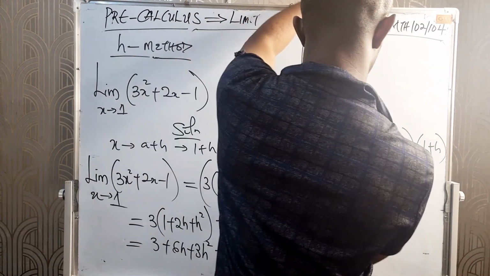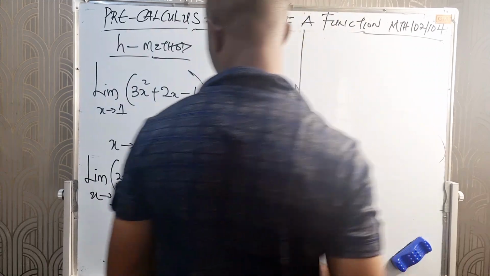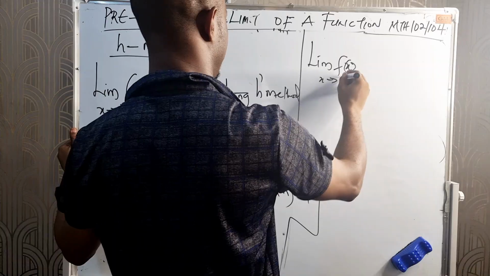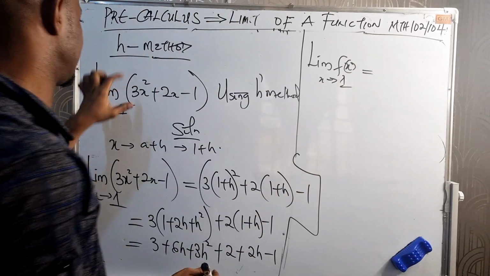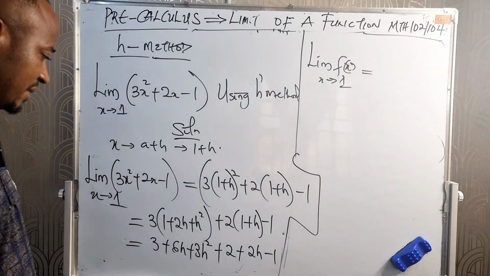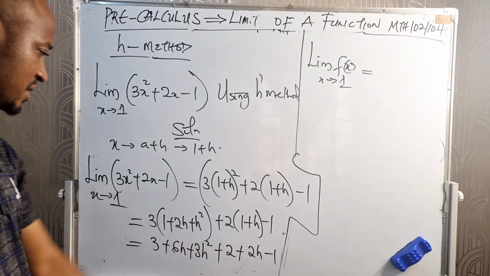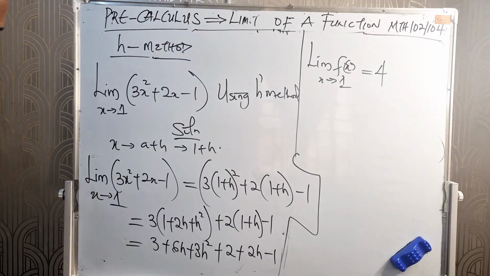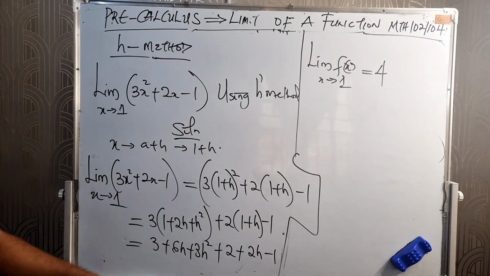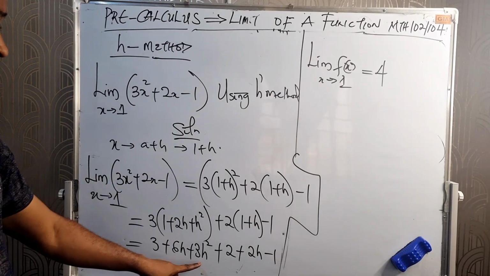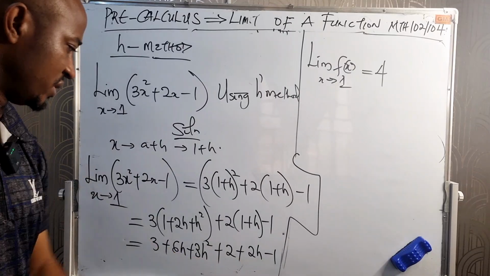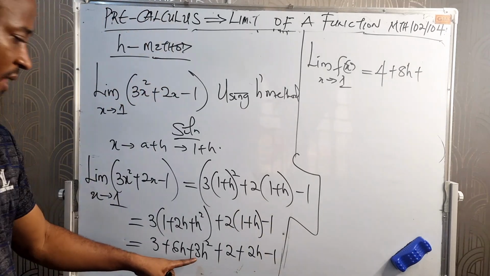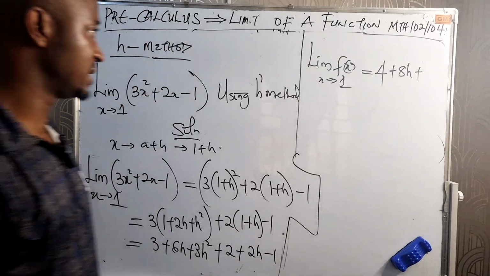So the next step is to collect like terms, or to add up. So our limit of f of x as x approaches 1. Yeah, our f of x is this. Don't forget. So let's go. Like terms. 3 plus 2 is 5, minus 1, we have 4 remaining. Right? So let's move again. 6h. Here we have 3h squared. But let's pick this. 6h plus 2h is 8h, plus 3h squared is remaining, right? 3h squared.